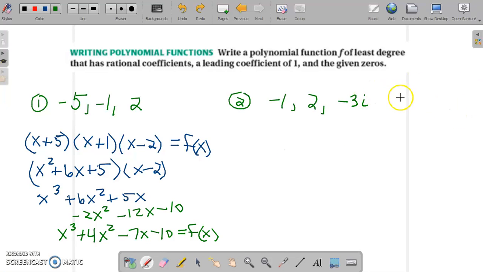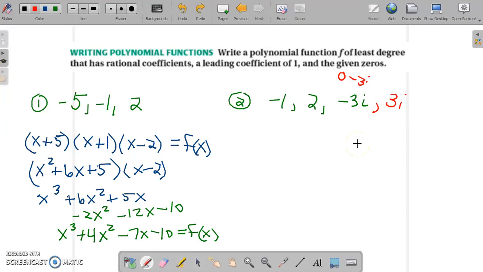Now this one is a little bit trickier, okay? This one has an imaginary number. And like I was telling you before in the previous slide, if negative 3i is a zero, then its conjugate has to be a zero. Now don't let that throw you off that it's just negative 3i. What it really is is 0 minus 3i, right? So the conjugate for that is positive 3i. So if it tells you that negative 1, 2, negative 3i are zeros, you've got to include 3i.